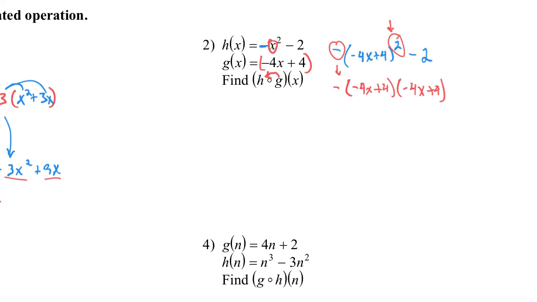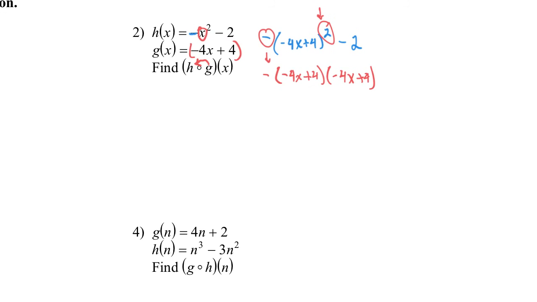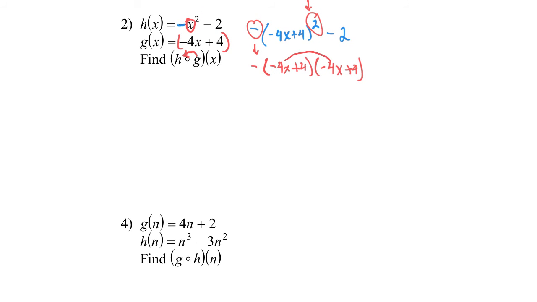So that negative can come down. Now, really, what I could do is distribute the negative into the first parentheses and then distribute into the second, but I think you guys will probably find it just as easier to just distribute this first. So negative 4x times negative 4x will be positive 16x squared. And then negative 4x times the 4 will be negative 16x. Another negative 16x, and then a positive 16.